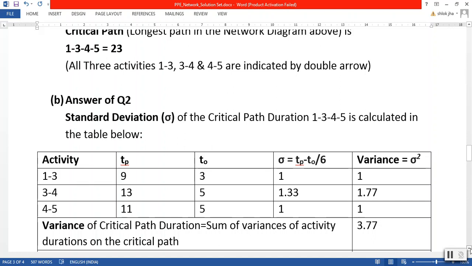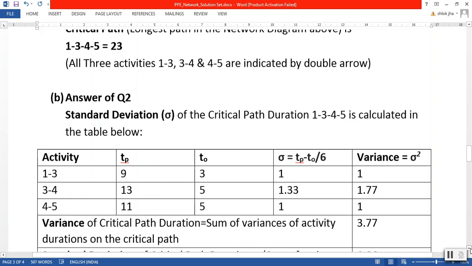Variance is equal to delta squared, SD squared, and that will be 1, 1.77, and 1, respectively, for the critical activities 1, 3, 3, 4, 4, 5. Now, the summation of all these variances of the critical path duration is 3.77.